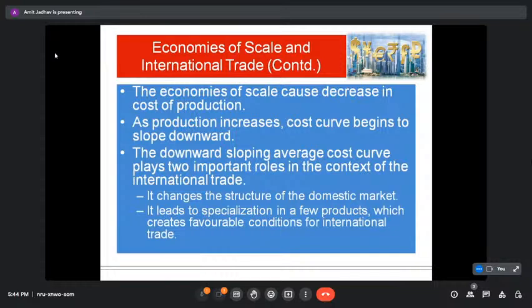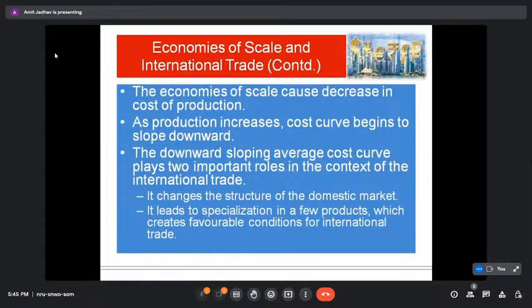If we are thinking of internal economies of scale, that will be improving the technology, using modern technology, or using better quality raw materials, using skilled labor. These are all factors which have an impact on internal economies of scale, or finding a new market, or advertising a commodity in quite an effective manner. So in that way the cost of production will be reduced because of the economies of scale. And as production increases, the cost curve will begin to slope down. As production increases in scale, the cost curve will decline continuously.